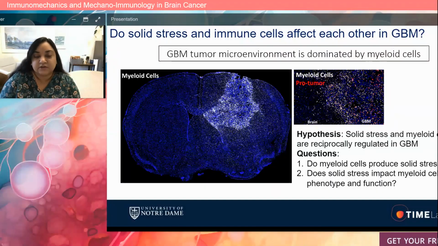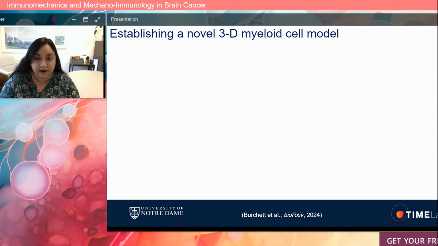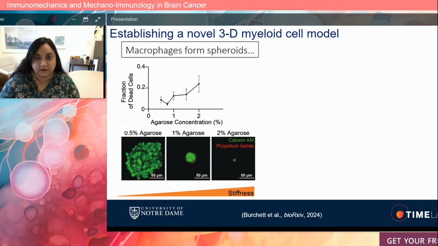myeloid cells. So I'm going to show you now all unpublished work, and we decided to focus mostly on macrophages for this initial work. You can also see a copy of the work I'm going to show you on bioRxiv if you want to see a preprint. But what we wanted to do in order to really answer those questions mechanistically was create a new 3D myeloid cell model out of these macrophages.